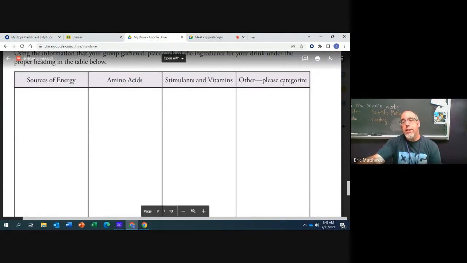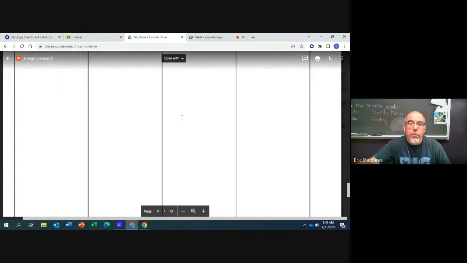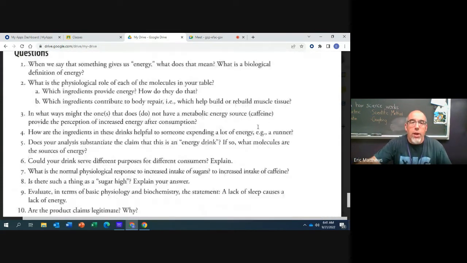And when it says please categorize, all it means is try to put them together with any others in your drink. Just the one you picked, just the one your group decided to examine the ingredients of. Put like the different ones that you think may be related together, just kind of generally. You don't have to go through and get hypercritical on it. All right, then the questions.